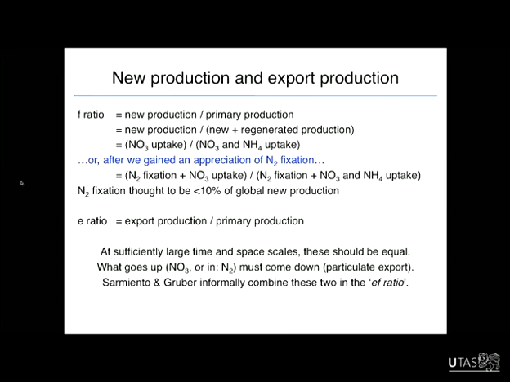we would either start to deplete the nitrate concentrations in the surface waters, or we would start to accumulate nitrate in the surface waters. So they're equal at sufficiently large time and space scale. So if we look at a seasonal cycle or a large ocean basin, the amount of export has to be about equal to the amount of nitrate input from below.